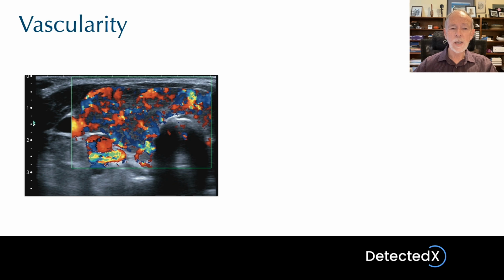Now what you can see here is that this image is difficult to make sense of. We have a jumbled mixture of reds and blues because we have a variety of arteries and veins with all sorts of different orientations relative to the ultrasound beam, and therefore it's difficult to really make sense of this image.